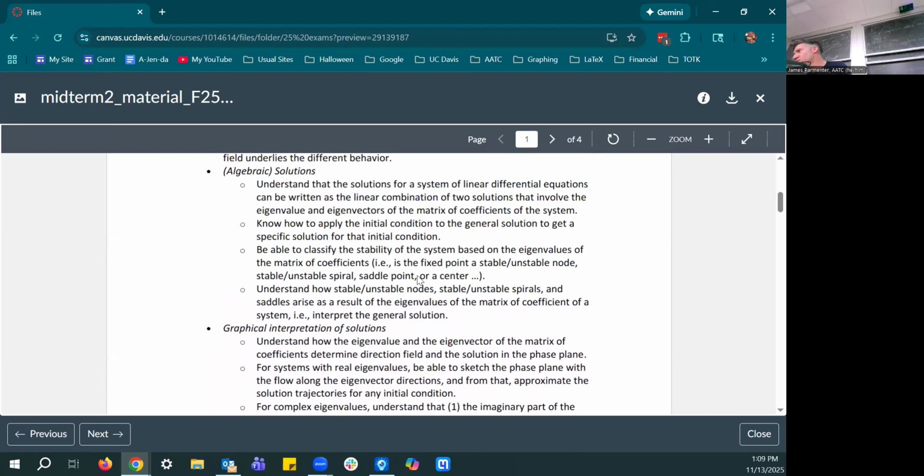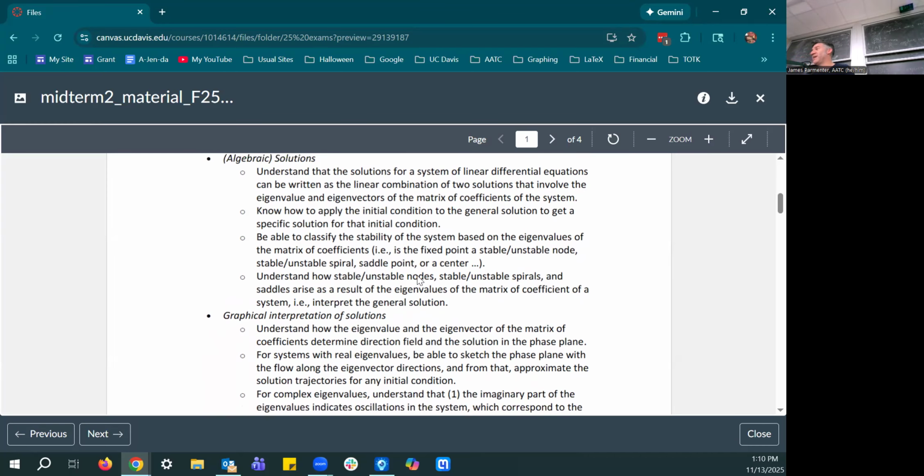Understand the solutions for a system of linear differential equations can be written as the linear combination of two solutions. Okay, that's just the general solution. That's a lot of words to say. Know how to write the solution as C1 e to the lambda 1 t times V1 plus C2 e to the lambda 2 t times V2, which we said like 1,000 times in this class. Know how to apply the initial condition to the general solution to get a specific solution. So know how to plug in the initial condition to find C1 and C2, the constants. We've done that too, right? That's definitely something you're aware of how to do.